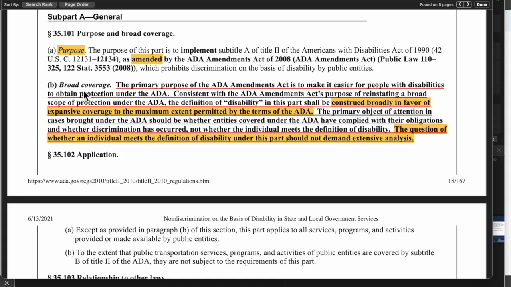I'm going to look at paragraph B here, and I'm going to look at the last sentence. The question of whether an individual meets the definition of disability under this part should not demand extensive analysis. The people who are abusing the ADA in this case are the courts. I mean, I've done this for 7 years, and I've seen one court comply with the ADA in 7 years. One court. And I do this all the time. So, this is my life's calling, and this is why.